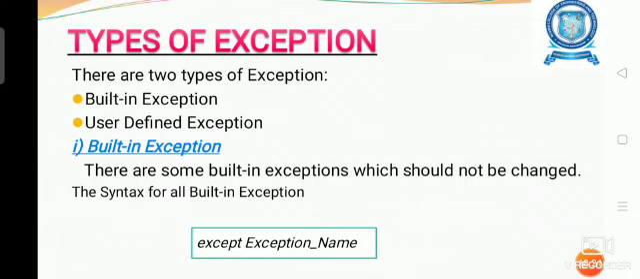Next we are going to see the different types of exceptions classified in our Python language. The exceptions may be of 2 types: built-in exceptions and user-defined exceptions. Built-in exceptions are defined in our Python software. We can't change these built-in exceptions. The syntax for the built-in exception, as we have already seen, is that we have to mention the name of the exception with the help of the except statement.